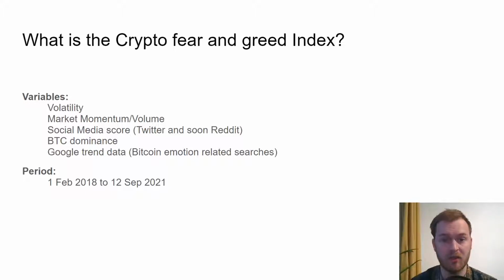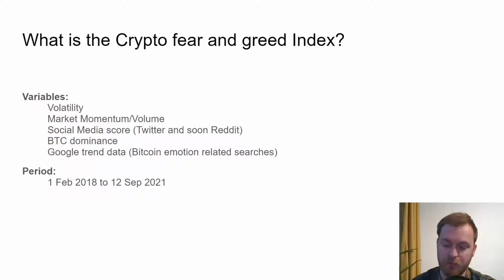Then there is a social media score. They look into Twitter, how many Bitcoin mentions there are. They say, okay, we can also add some other social media platforms if we want, or in the future, whatever is interesting, we can add to that score. Then there is the Bitcoin dominance. That basically means the market cap of Bitcoin compared to all the other cryptos. And finally, what I find the most interesting one is Google Trend data.